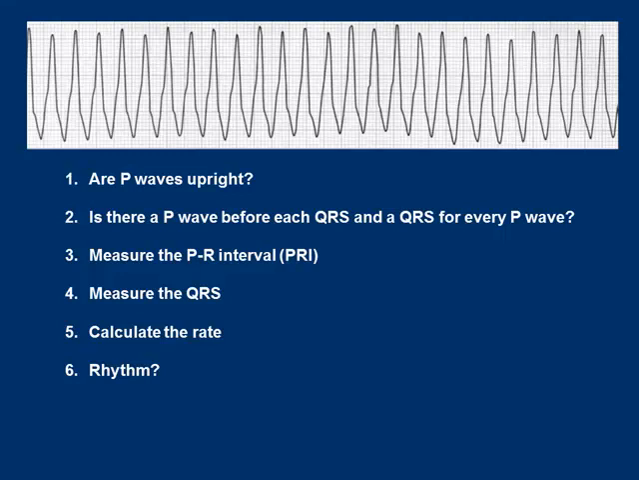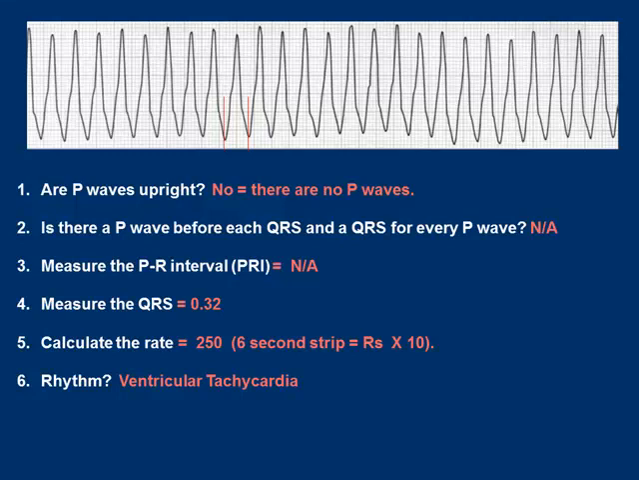Let's look at this first rhythm and determine what it could be. Again, there are your 6 questions before you, where you can pause and try to identify what this rhythm is. We ask our first question, are there upright P waves? Well, I don't see any P waves. I just see these tall little mountains. So the answer to question 1 is no P waves. Definitely, we do not have a rhythm first name of sinus. We can't answer questions 2 and 3 because we don't have a P wave to begin with.